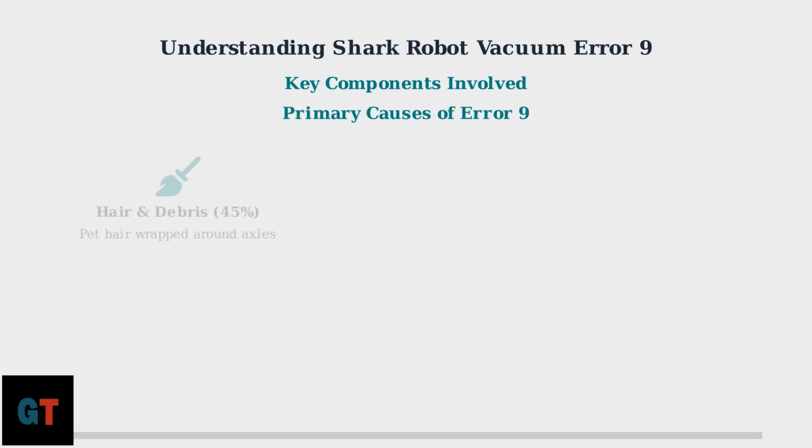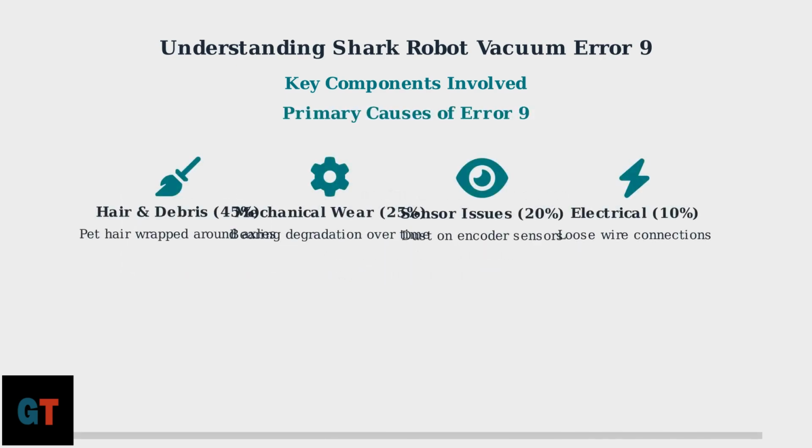Error 9 has four primary causes based on current data. Hair and debris accumulation accounts for 45% of cases, mechanical wear represents 25%, sensor contamination causes 20%, and electrical issues make up the remaining 10%.